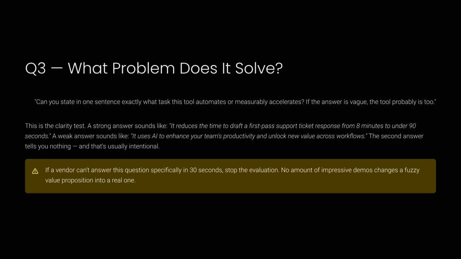If a vendor cannot clearly state in one sentence exactly what task their tool automates or accelerates, the tool is likely as vague as its value proposition. Don't let buzzwords disguise a lack of utility. If they can't define it in 30 seconds, stop the evaluation.